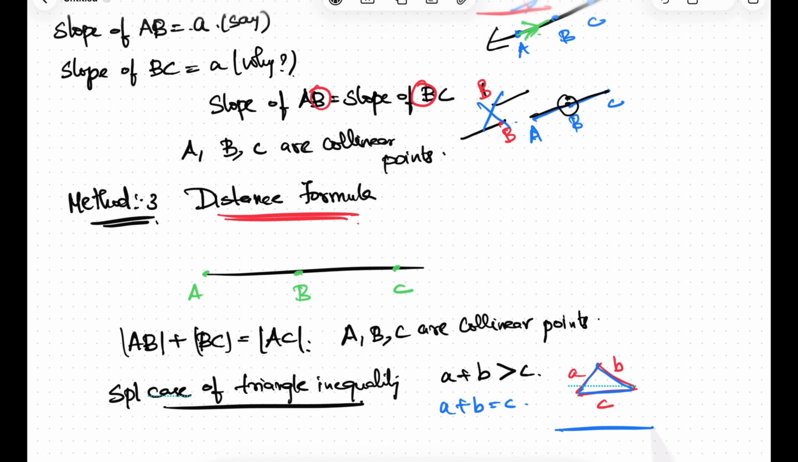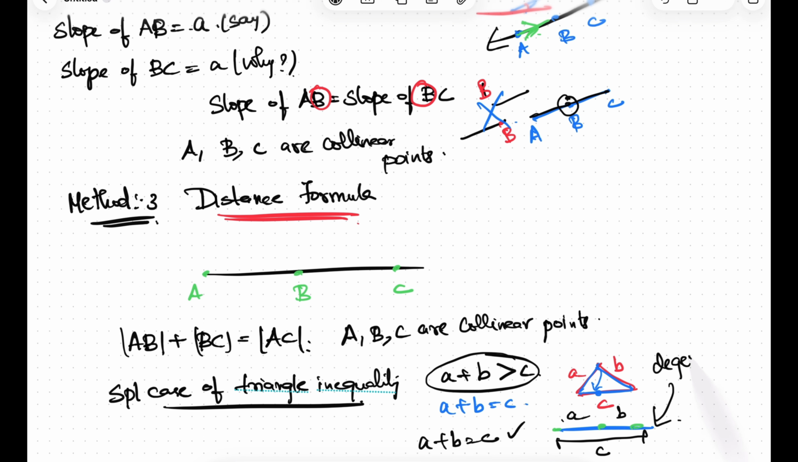But when the points are collinear, this point, as I already mentioned, is going to be on the base. So now we are going to have the point over here. So the AB distance would be this, the BC distance would be this, and the AC distance would be this. So here we have AB plus BC equal to AC. Now the triangle inequality has been destroyed. Why did it get destroyed? Because it is no longer a triangle, it has now degenerated into a straight line.